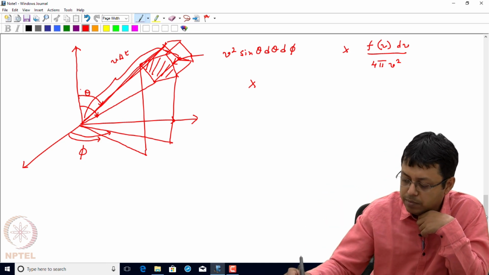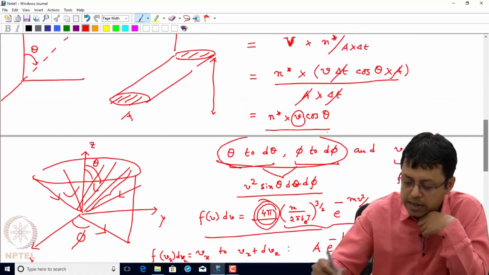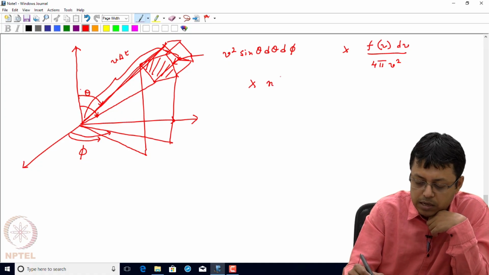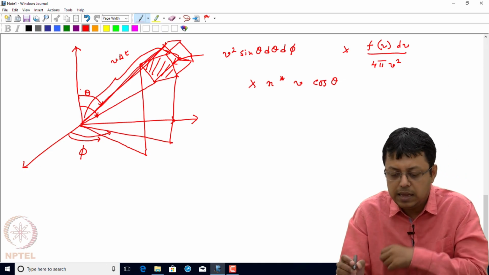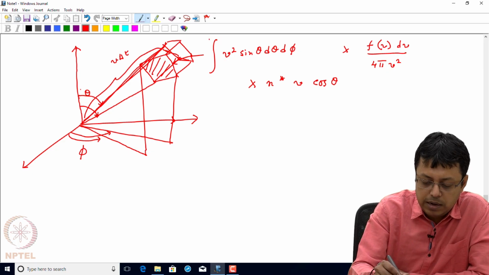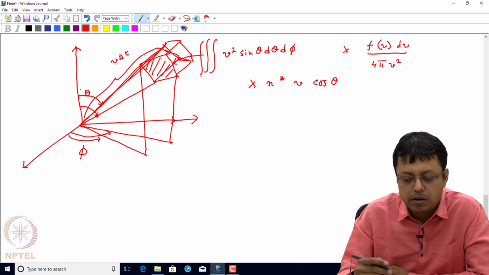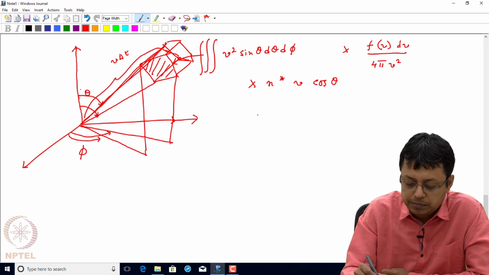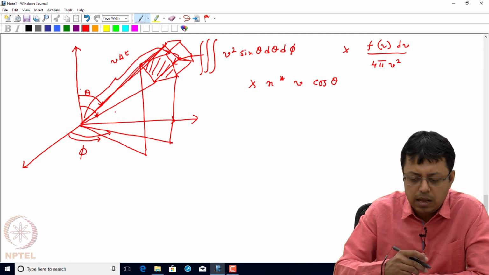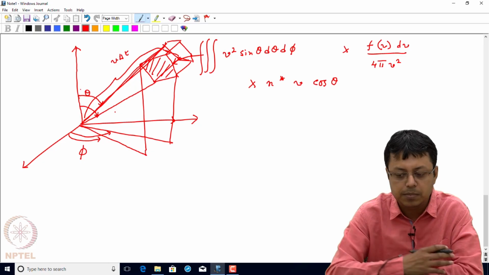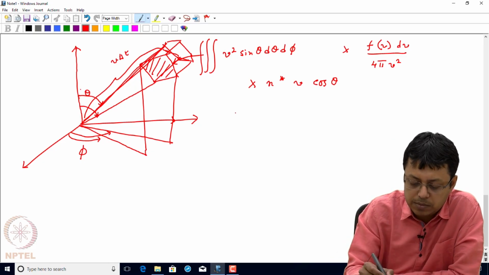And that, if you remember, was something like n star into v into cos theta. So we just multiply it by n star into v into cos theta, and then we will integrate it. Now, integrate it for what? We will integrate it for theta, phi and v. Again, theta is this angle, and as you can see, theta is going over all possible angles. Similarly, phi is also going over all possible angles.